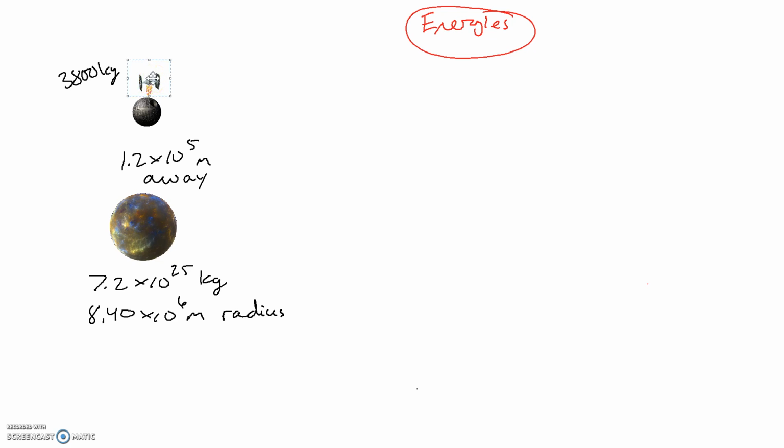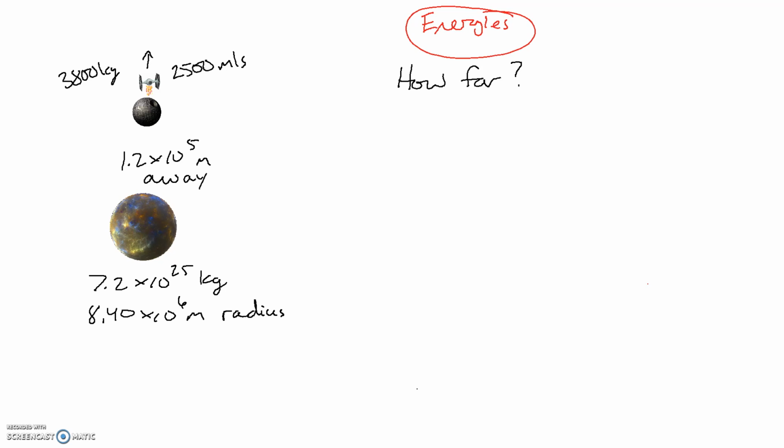So let's just start by finding out a couple things here. We've got a little spaceship, 3,800 kilograms. It's 1.2 times 10 to the 5 meters away from the surface of the planet. And we are going to just say, magically, it is going to take off instantaneously at 2,500 meters per second. Let's see if we can find out how far it goes. How far is the ship going to go before the gravity of the planet will actually stop it? Again, with the radius changing, huge hint that this is going to be involving energies.